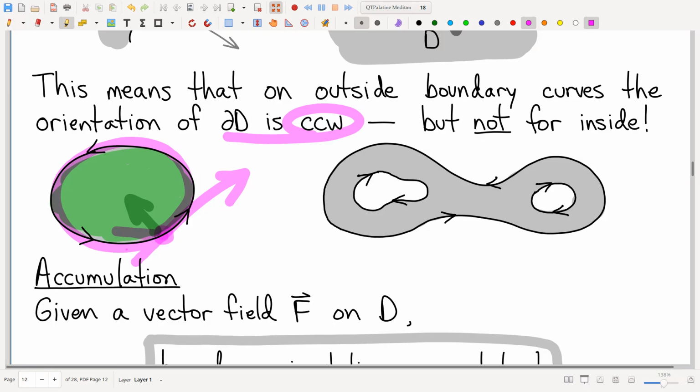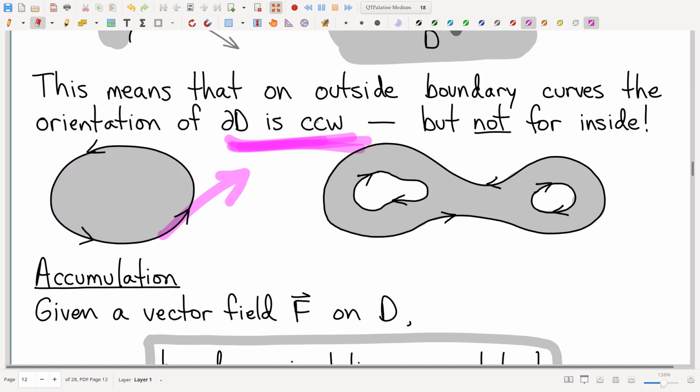If I were to walk around that little green park, as indicated, the park would always be on my left. And so there is a temptation to say the convention is that boundaries are always counterclockwise. But they're not always counterclockwise. That's a coincidence based on the fact that we're going around what you might call the outside part of the boundary.